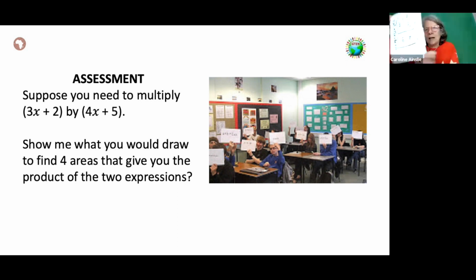There. Is that the answer? Have I got it? Oh, just lower it a bit, Caroline. I can only see a bit. Oh, no, I can see it. 12x squared plus 8x plus 15x plus 10. And well done, Caroline.